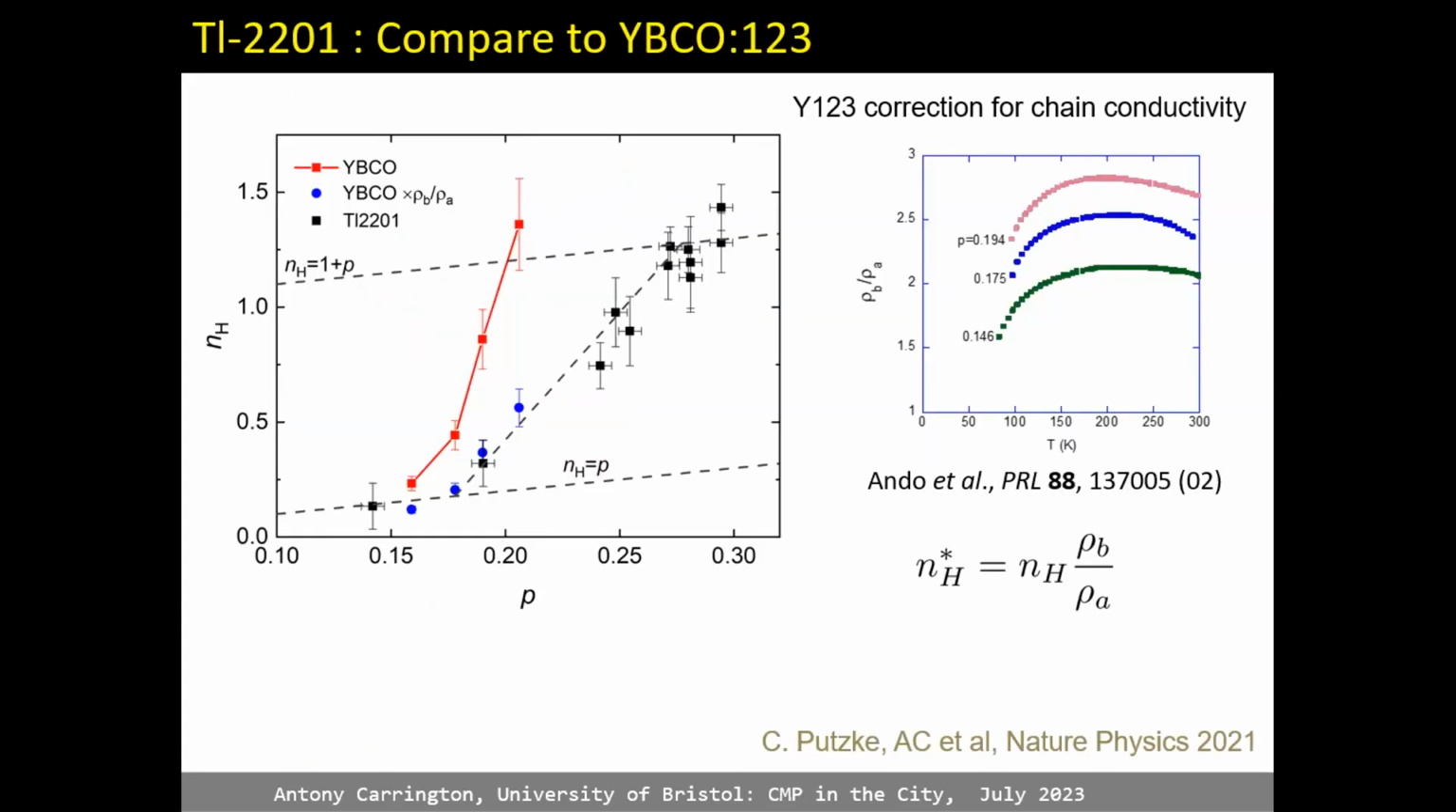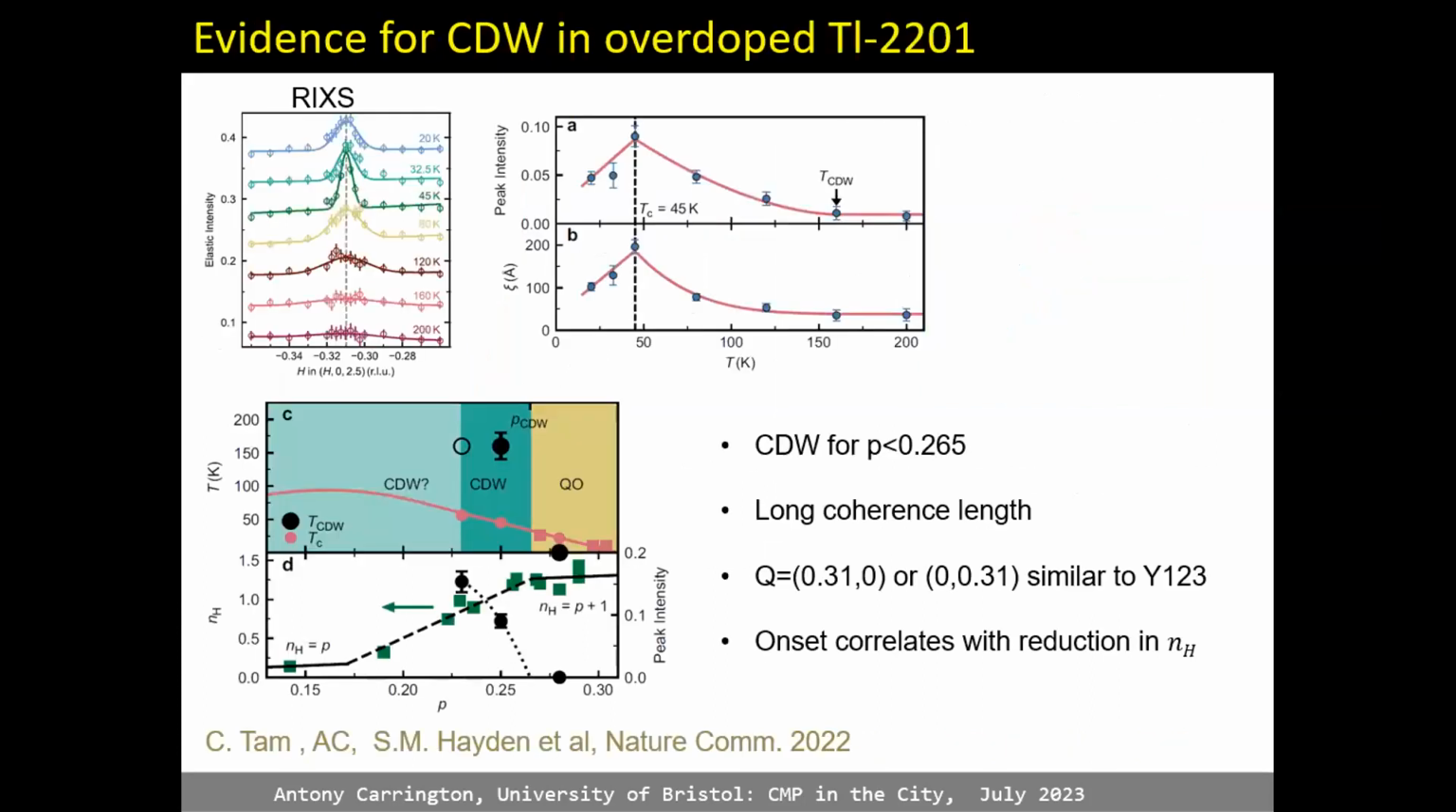Okay, so what does this all mean? Well, we thought that possibly we had a solution, which was my colleague Steve Hayden discovered that in some compounds of overdoped thallium-2201, he saw a charge density wave. So the charge density wave he saw actually had a long correlation length of around 200 angstroms. It has a Q of about 0.31, which is similar to YBCO. And the onset of where this happens in the phase diagram seemed to correlate with what we see in the Hall coefficient.